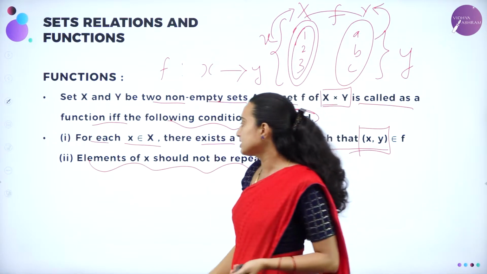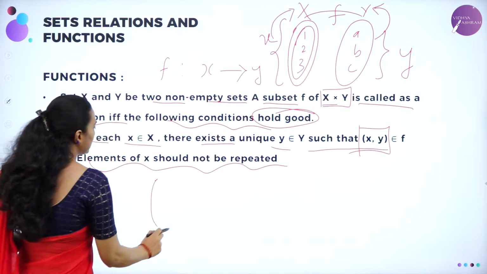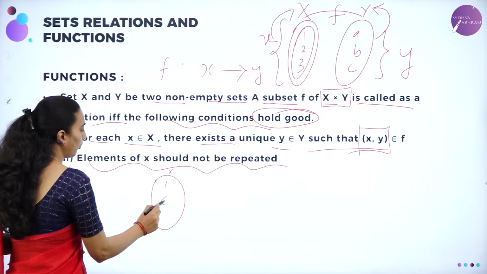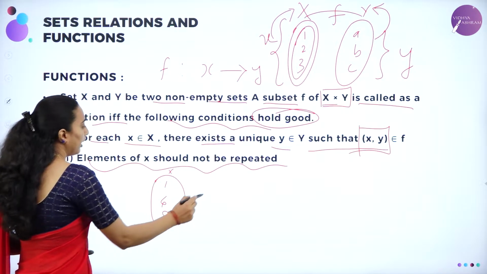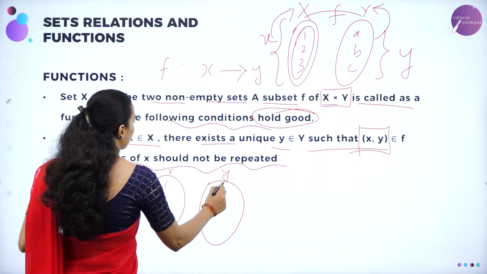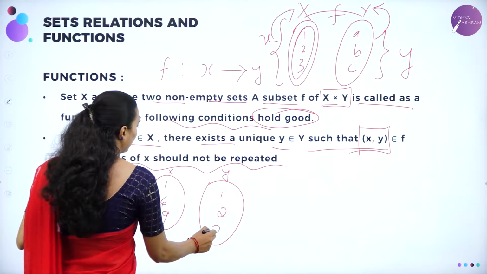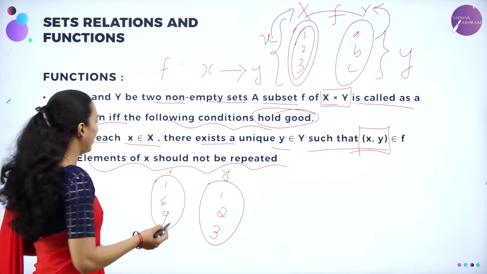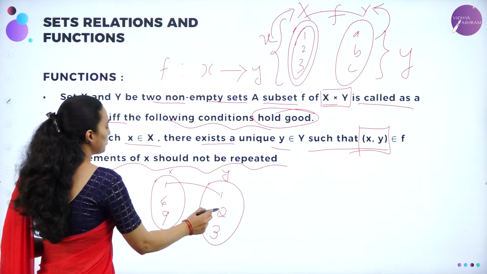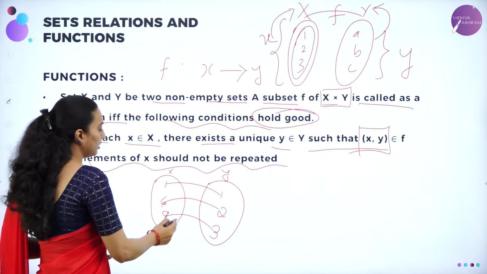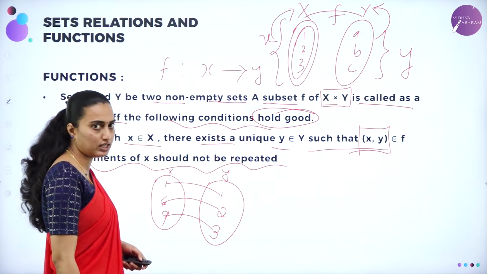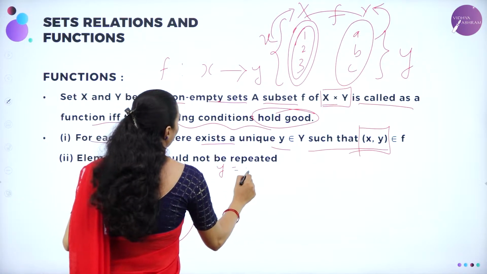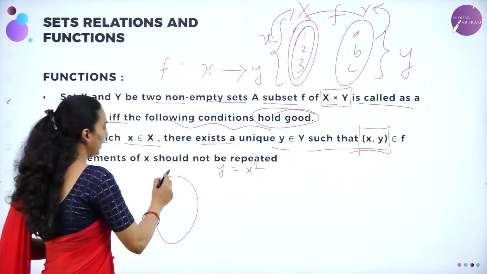For example, let X have the elements 1, 2 and 3, and then Y have the elements 1, 4 and 9. If you give f(x) equals x squared, 1 squared is 1, 2 squared is 4 and 3 squared is 9, so you have a function, isn't it? See, this is y equals x squared.